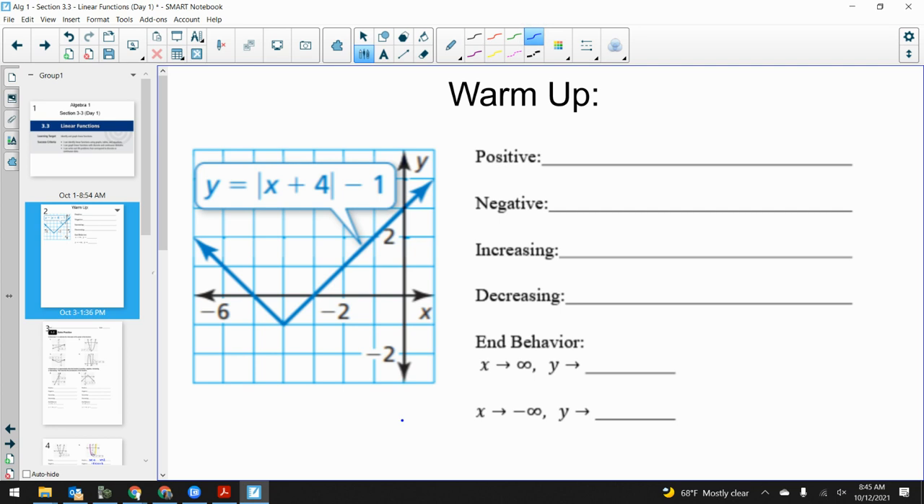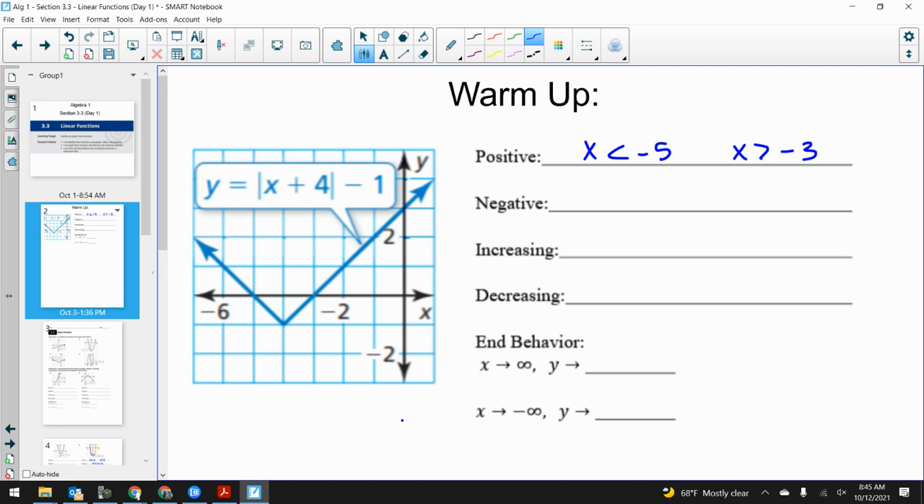All right, so let's talk about it, everybody. Where is this positive? Nathan, what do you think? When x is greater than -3, or when x is less than -5. Good. I would write it, x is less than -5, x is greater than -3, but that's completely fine. You said the same thing, just reordered.